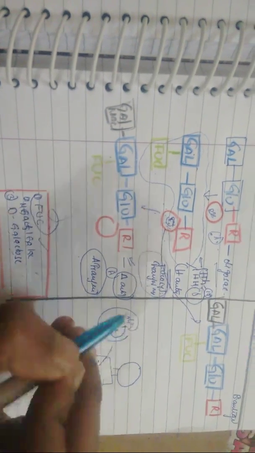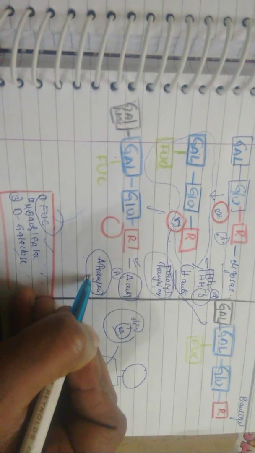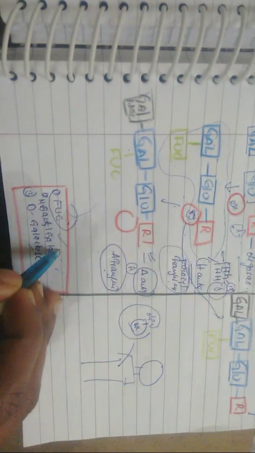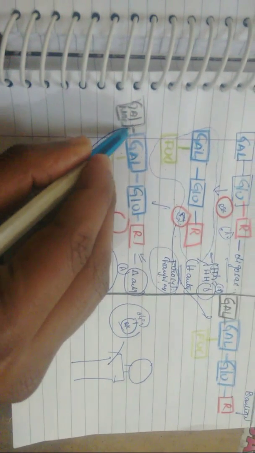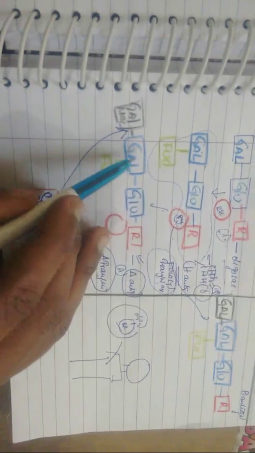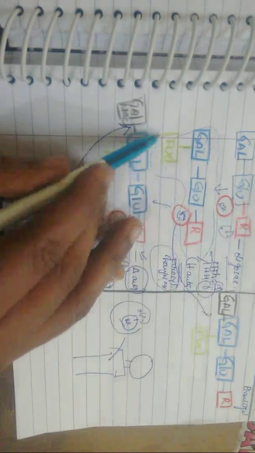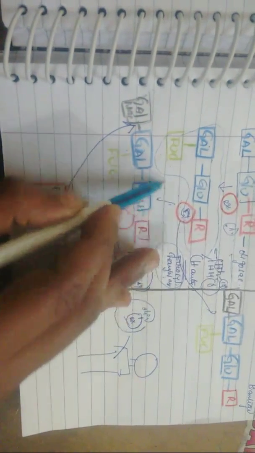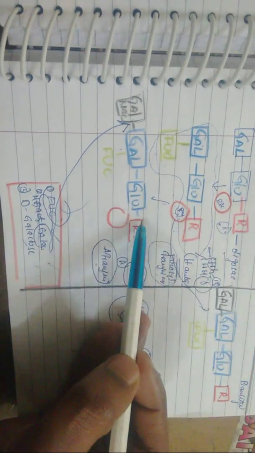Suppose he has a blood group of A. When he has blood group A, the genes which code for blood group A produce an enzyme known as A transferase. This transferase gets N-acetyl galactose from the pool and attaches it here. Once N-acetyl galactose attaches to this galactose, the whole of this becomes blood group A.